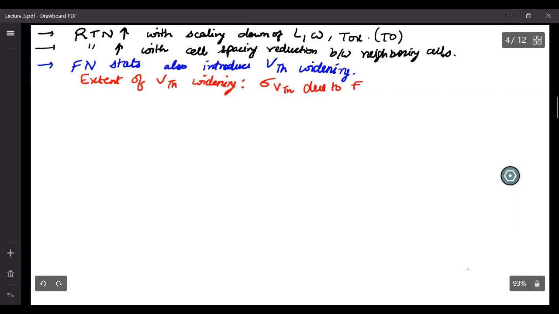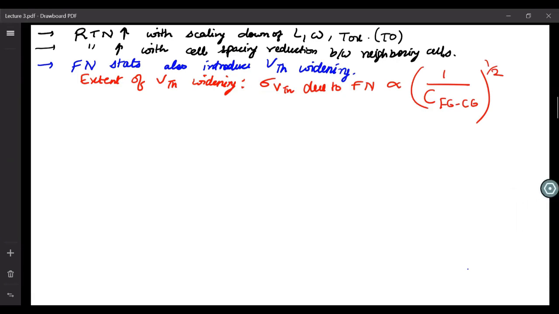is proportional to 1 by the coupling capacitance between the floating gate and your control gate. This has been found experimentally. It's inversely proportional to the coupling capacitance between the floating gate and the control gate, which in turn is proportional to 1 by root of WL. So as your width and length are scaled, your VTH widening due to the Fowler-Nordheim mechanism also increases and leads to cell operation instability.